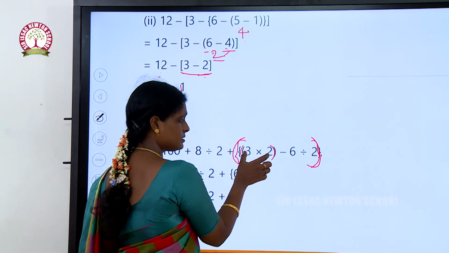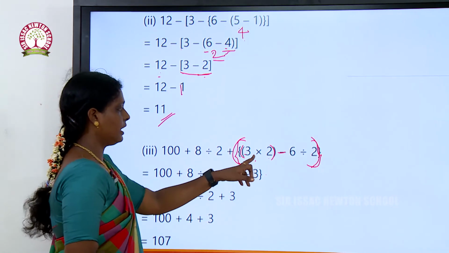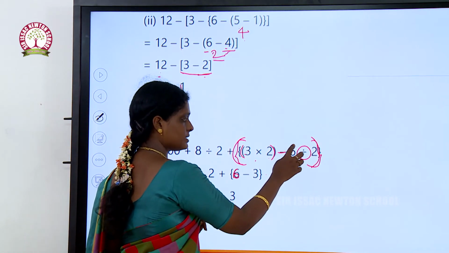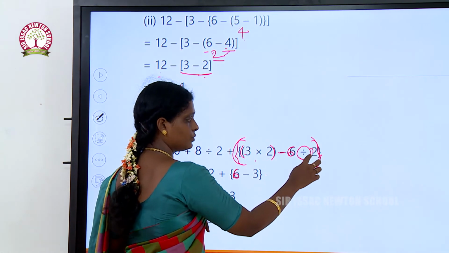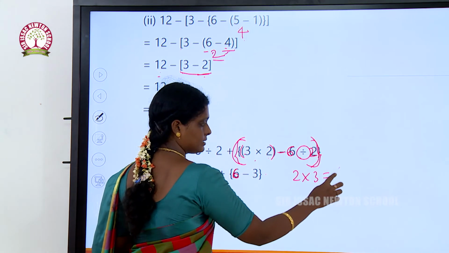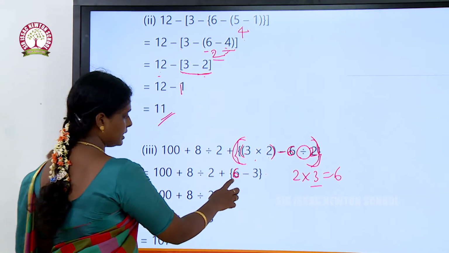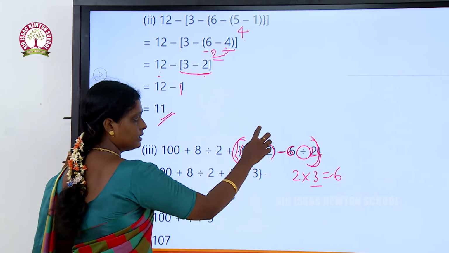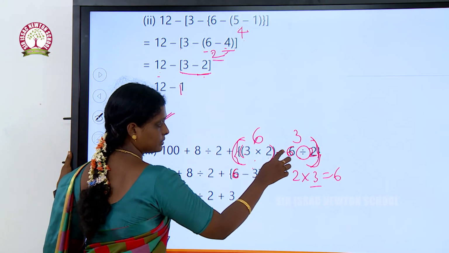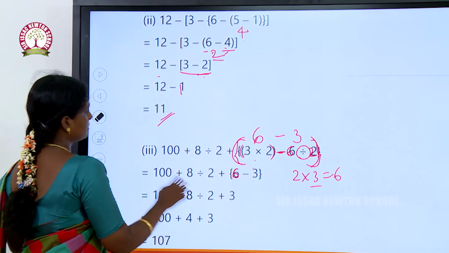So 3 2s are 6. Okay. And here it is minus. After finishing the bracket you have to do the division, right? Okay. So if we divide 6 by 2 you will get 3. So in this bracket we are having 6, and the answer for this is 3. So here the minus sign is here. So 6 minus 3. Okay, I will tell you again.